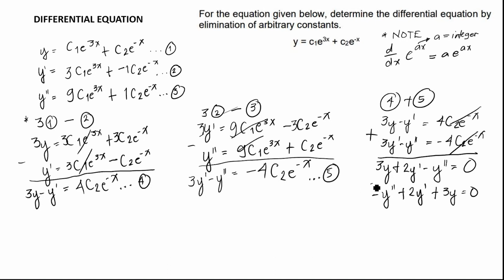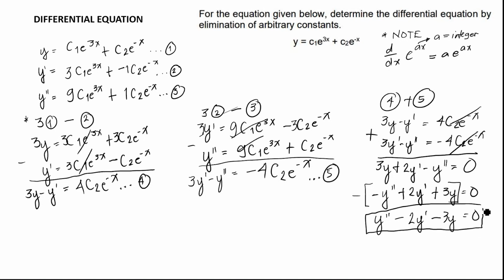And then let's have a positive first variable. This will be y double prime minus 2y prime minus 3y equals 0. And then this will be our answer. Okay? This will be our answer for this question.